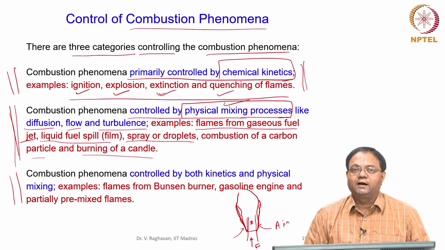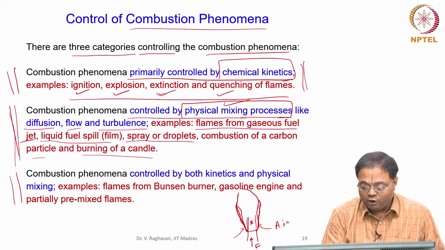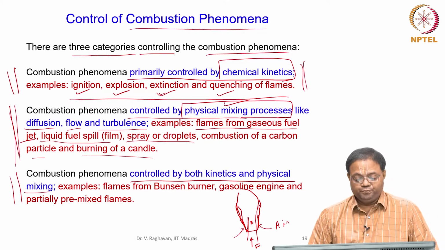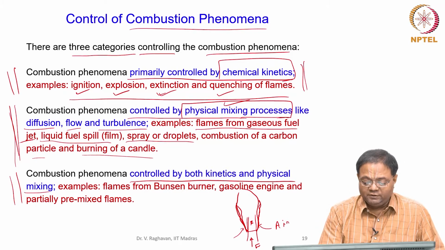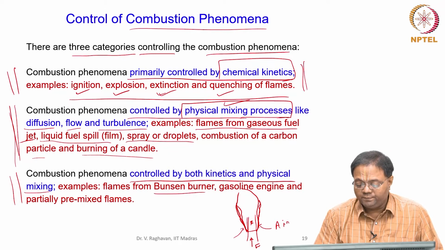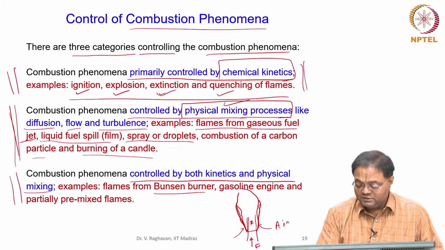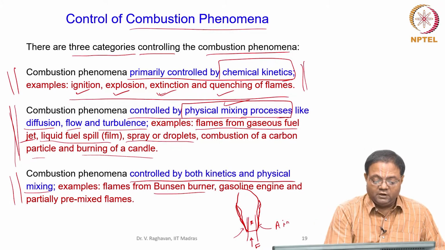So, that is the second category. Third category: controlled by both kinetics and physical mixing. Okay. So, now for this, the example is given as a Bunsen burner or a gasoline engine, a spark ignition engine in automobiles, or partially premixed flames.